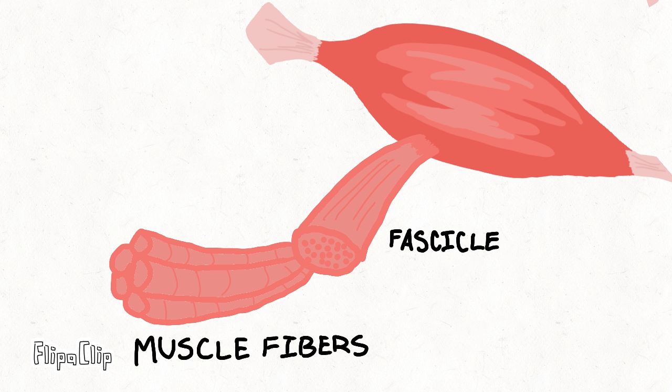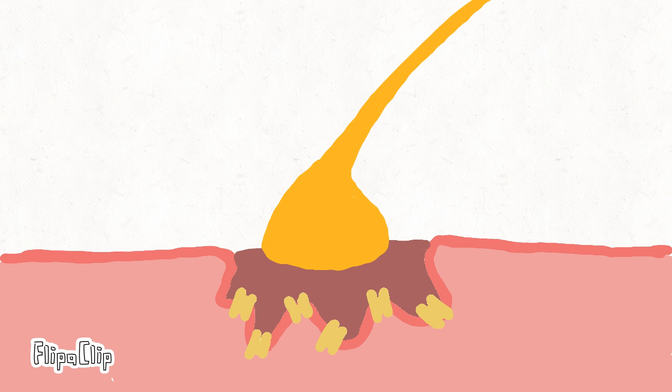This is where the motor neurons come in to form the neuromuscular junction. The neuromuscular junction refers to the connection between a motor neuron and a muscle fiber, which is a chemical synapse between the nerve terminal and a specialized area called the motor end plate.